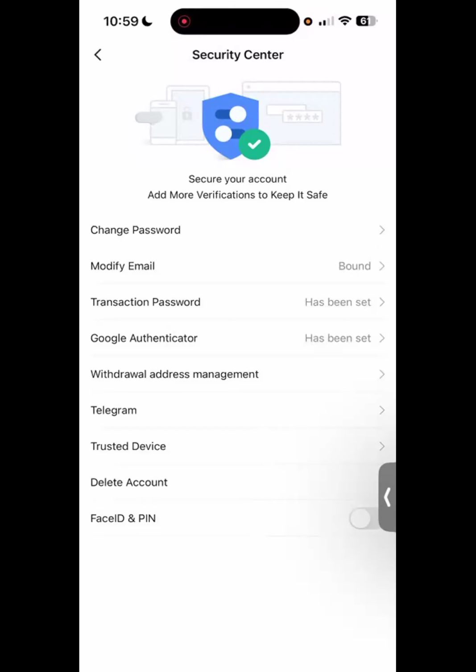Face ID and PIN, you turn it on. So if you are people that don't have good retentive memory, you easily forget, please make good use of this. Okay, so anytime you want to log in, you either use your face or your PIN.